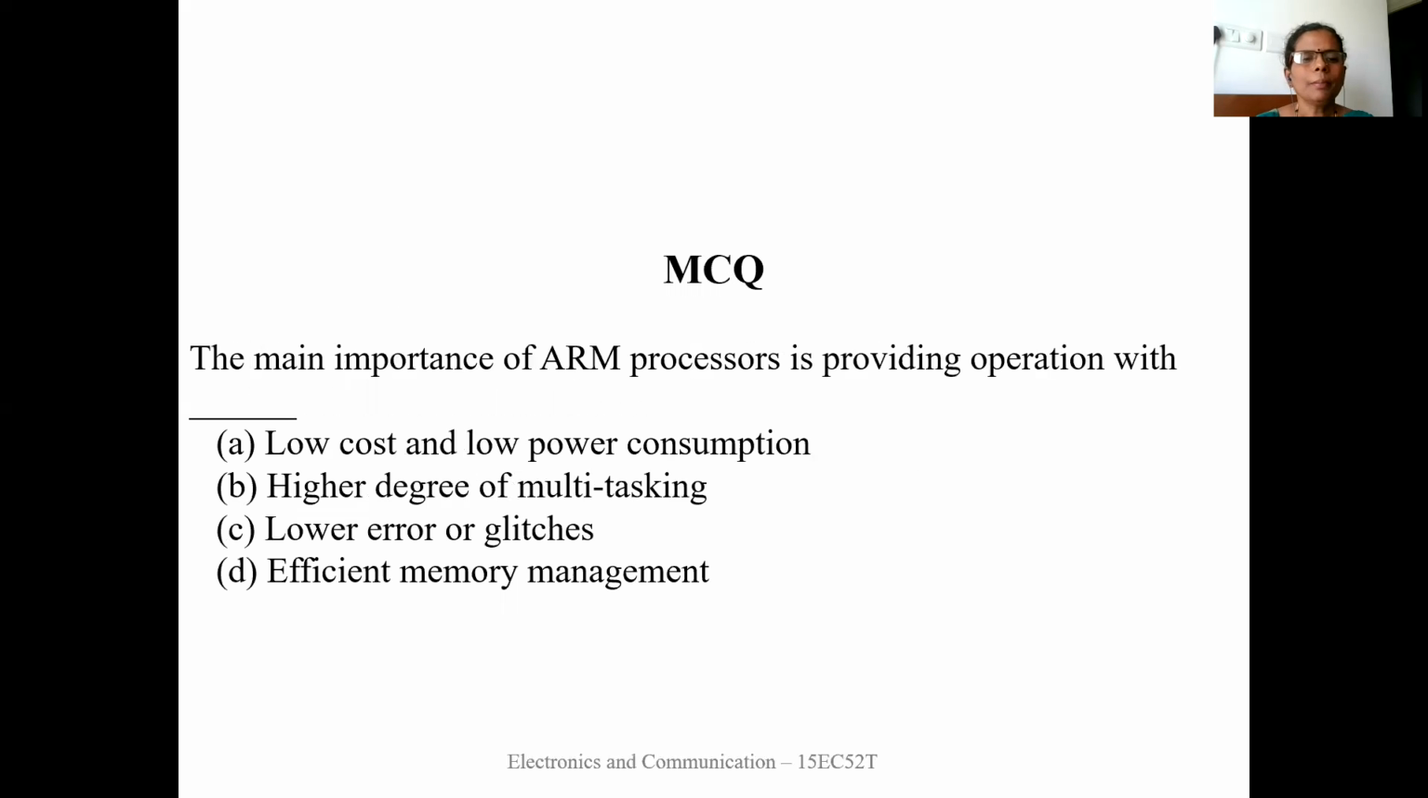Next question is, the main importance of ARM processor is providing operation with dash. Just see the options. Four options are given, the first being low cost and low power consumption. We know that the best example for ARM is mobile. We want to have mobile for low cost, and we need low power consumption for that. Definitely, without seeing the other options, we can tick it. This option A is the right answer for ARM processor providing with the operation.